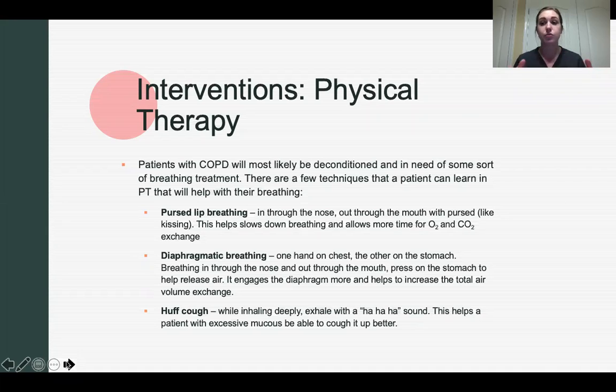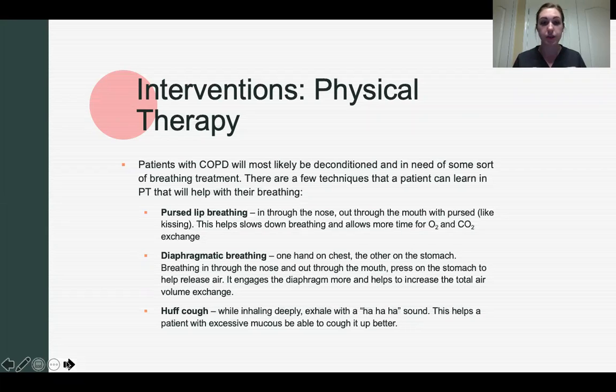Learning how to better take in air and release air is going to be very important for these patients, because if they don't do it properly, for one, it can cause anxiety if they feel like they can't breathe. So a few different breathing techniques that we as physical therapists or physical therapist assistants can teach them are pursed lip breathing, diaphragmatic breathing, and a huff cough.